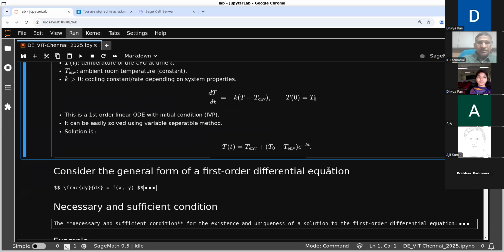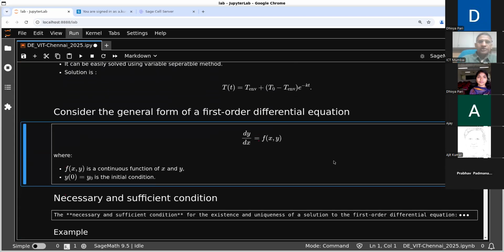I'll come to that. So in general, this is how you define a first order ODE: dy/dx = f(x,y). Here f(x,y) is a function of two variables, x and y. x is the independent variable and y is the dependent variable, and that's why on the left hand side you see dy/dx. The solution of this is nothing but a function y of x which satisfies this equation. And in order to have this solution, you need certain conditions on f(x,y), right?